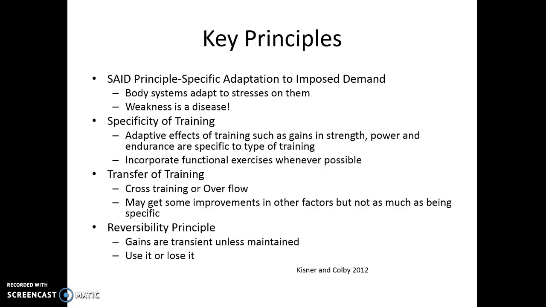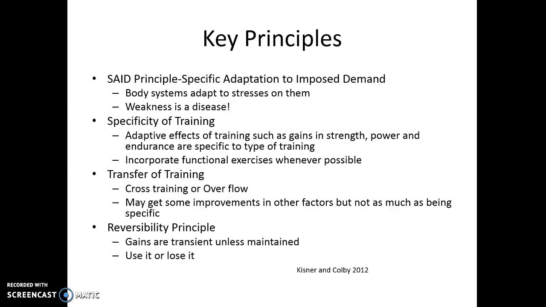And then that feeds into the next part, transfer of training. What that means is there's cross-training or overflow. Ultimately that means you may get some improvements in other factors, but not as much as being specific. So going back to that last example, potentially your patient who's done some knee extension exercises in an open kinetic chain or in a seated position has the potential to strengthen up so that it may aid in their ability to transfer. Okay, so if you can get very specific into gym type tasks, but basically what I'm getting at is if you strengthen a muscle group in a certain way, it has the potential to help strengthen the muscle group in another functional or different type of activity.